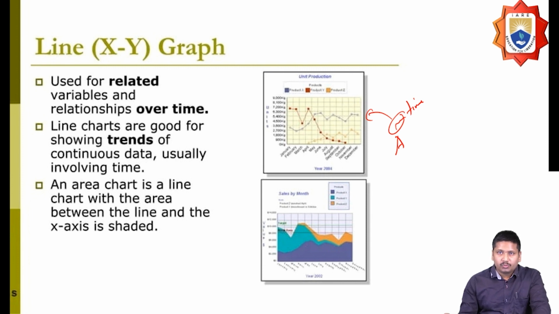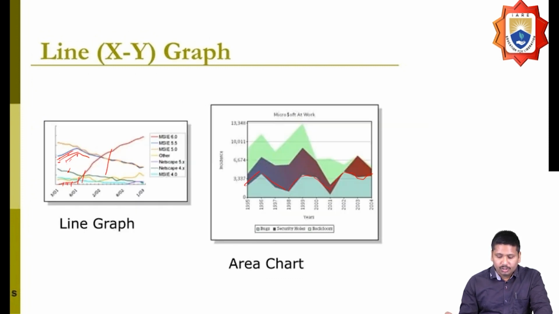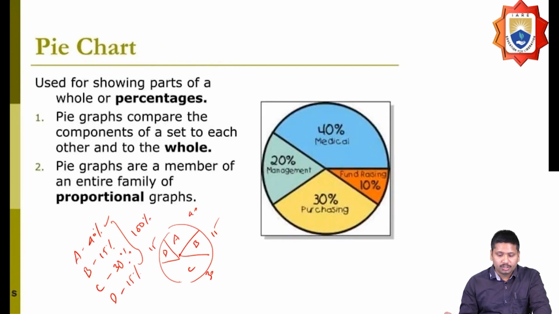And the line graph is another thing. Mainly this one is preferred when the data is going to change over time, and it is mainly good for showing the trends of continuous data. This line graph can be shown either in the form of lines, or also in the form of an area chart.